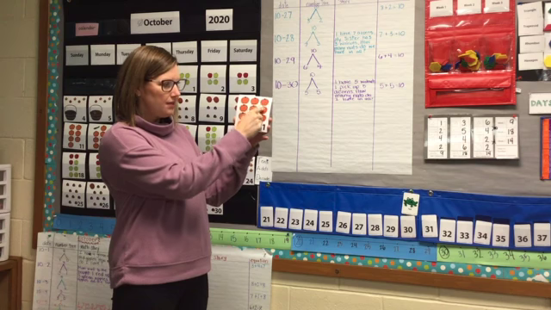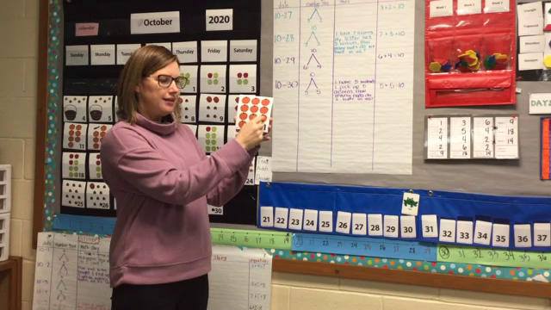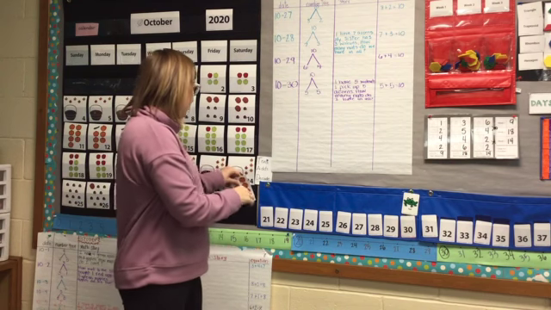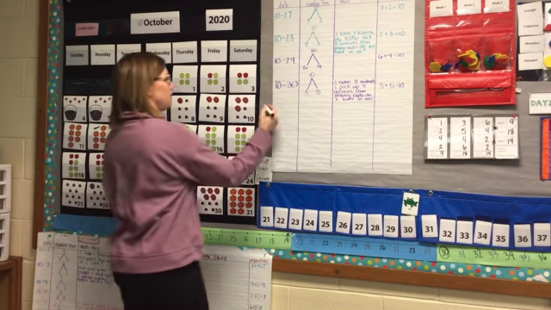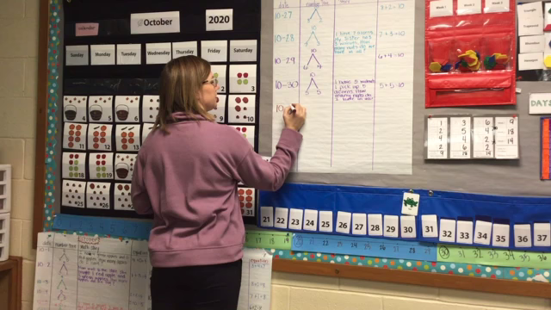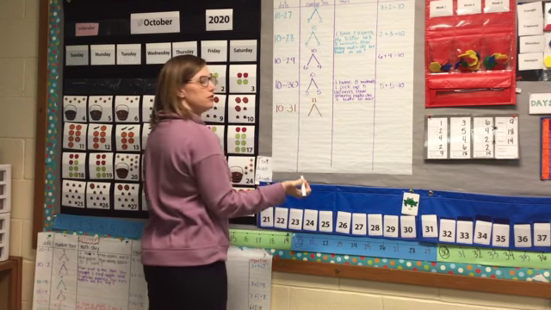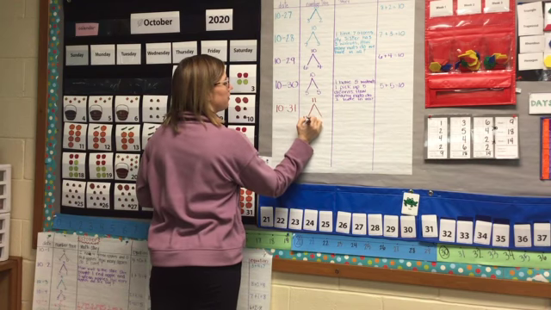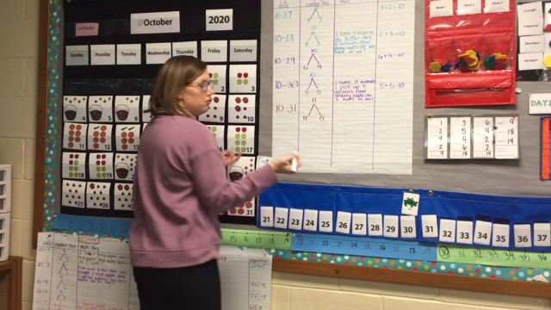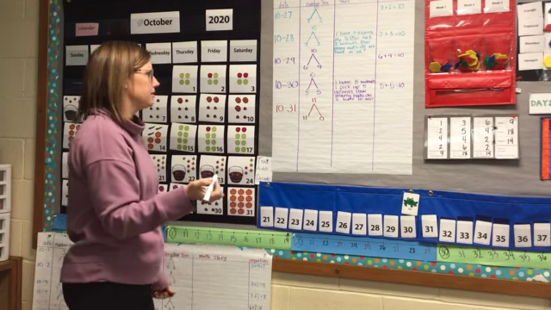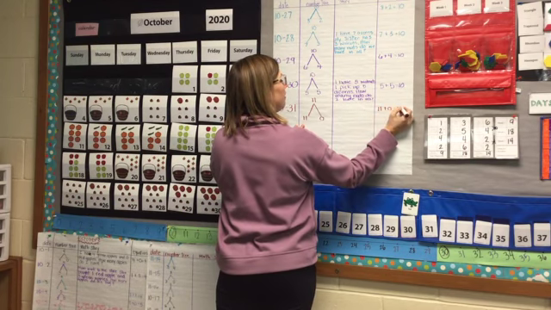4 plus 4 is 8. And then there's 3 more. So 8, 9, 10, 11. 11 pumpkins. So let's write that. Tomorrow's date, 10/31, Halloween. There were 11 total pumpkins. So I would write 11, they're all big pumpkins, and 0, there aren't any little pumpkins. So our equation would be 11 plus 0 equals 11.